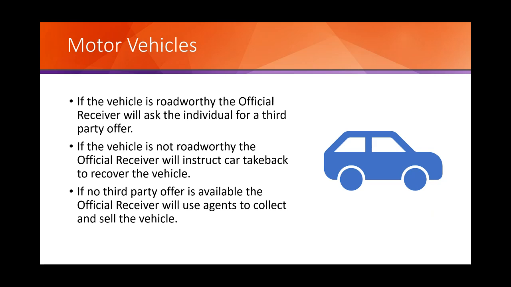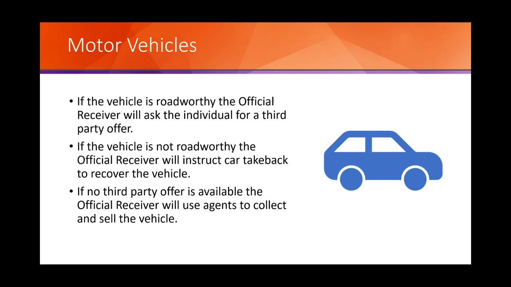In some cases, the official receiver will not accept the vehicle meets the exemption criteria required. If the vehicle is roadworthy, the official receiver will ask the individual for a third-party offer. However, if it is not roadworthy, the official receiver will instruct Car Take Back to recover the vehicle. If no third-party offer is available, but the vehicle is roadworthy and of excessive value, the official receiver will use agents to collect and sell the vehicle.